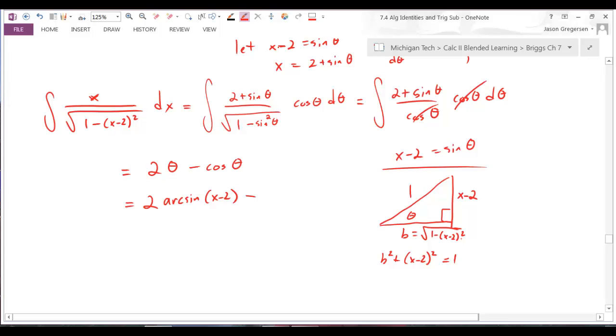Now I know all three sides of my right triangle, which means I can figure out what cosine of theta is. Now I've defined this triangle fully. What is cosine of theta? Adjacent over the hypotenuse. Luckily our hypotenuse is 1, so it's easy to divide by 1. So cosine of theta then is the square root of 1 minus x minus 2 quantity squared. That's a much cleaner representation for cosine of theta than cosine of the arc sine of x minus 2. So this cosine of theta turns out to be the square root of 1 minus x minus 2 squared. All that stuff plus c becomes our antiderivative.